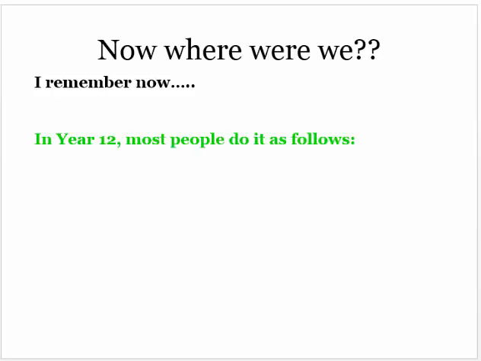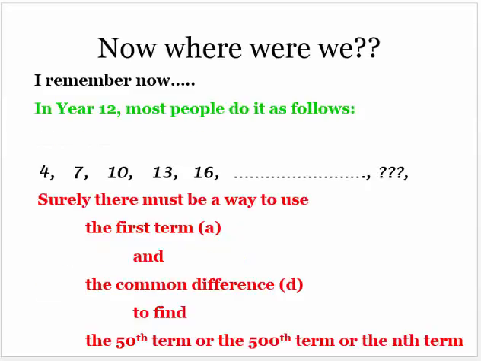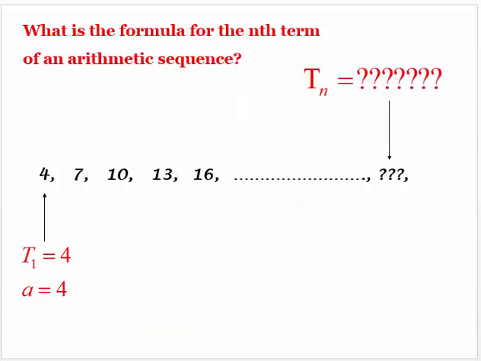So where were we? Okay, so what we say is that the first term is a, and as we've just said, the common difference here is 3. Okay, so how can I use that first term a and the common difference d to find something like the 50th term or the 500th term or the nth term, so whatever number term they ask me to work out? So go back to your pattern again. T1 equals 4, so A is equal to 4, right? And T2 is 4 plus 3. That's how we got 7.